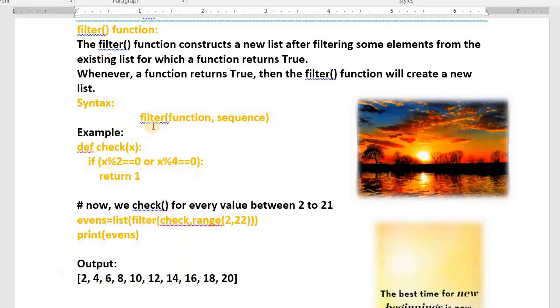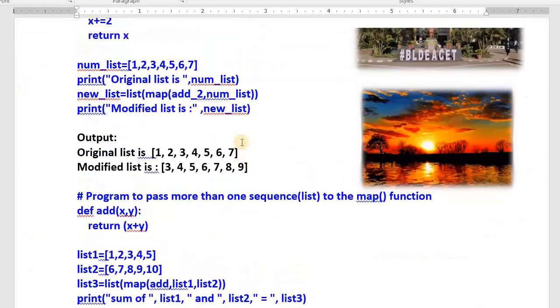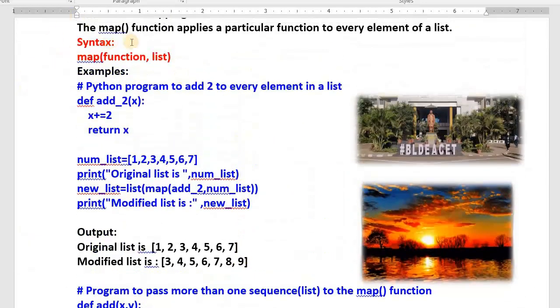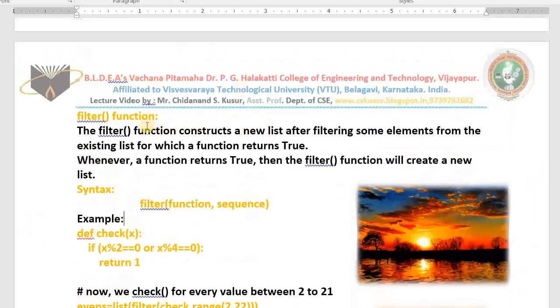Filter is a must, and which function you want to operate on every element. This syntax is similar to the map. What is the syntax of map? Map, which function you want to operate on every element of a list. Filter, which function you want to operate on every element of a list. That's all. But the filter function constructs a new list after filtering some elements from the existing list for which a function returns true.